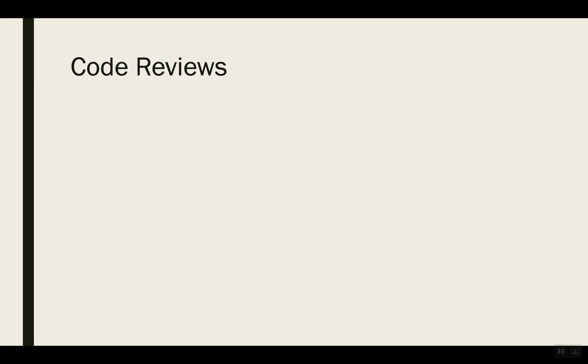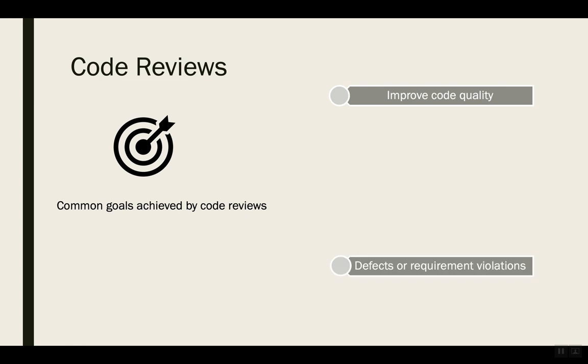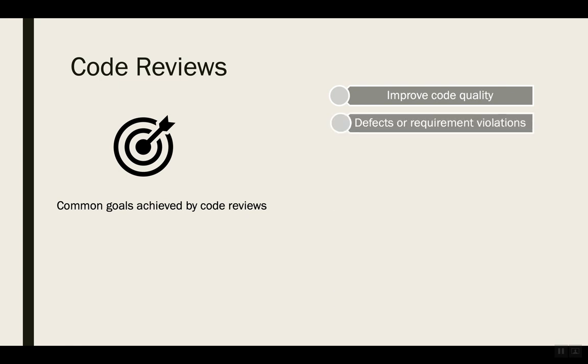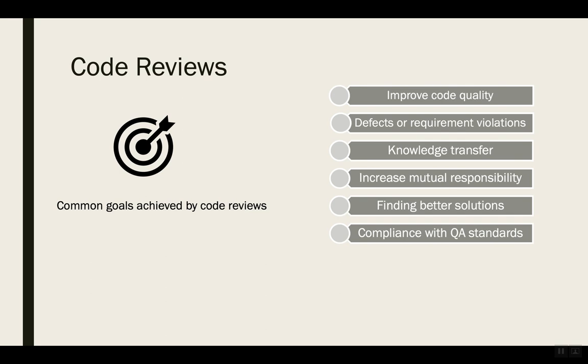We are now going to cover some of the more common goals achieved by code reviews. We will cover each one of these in greater detail on subsequent slides, so don't worry too much about remembering each one, but rather think about the concepts they might represent. The first one is to improve code quality. The second one is to find defects or requirement violations. The third one is to accomplish knowledge transfer. The fourth one is to increase mutual responsibility. The fifth one is for finding better solutions. The last one is compliance with QA standards.